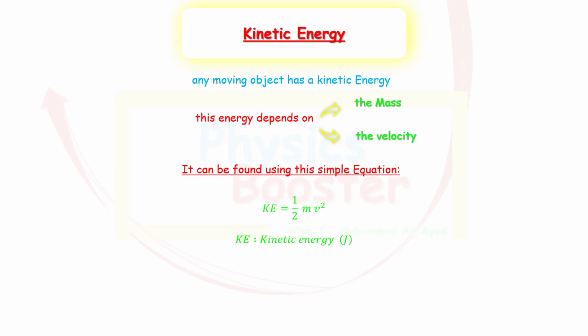So KE is the kinetic energy. It's not K multiplied by E. No, it's KE. It's going to stand for kinetic energy, and the unit of energy is joules. And we have the mass. The mass is in kilograms, and the velocity is in meters per second. Okay? So the first type of energy is the kinetic energy. It's equal to half mv squared, as simple as that.